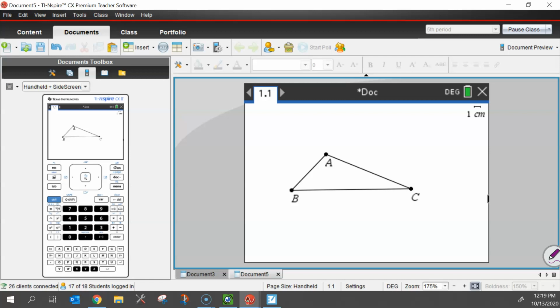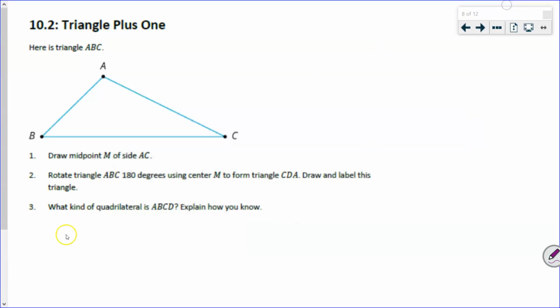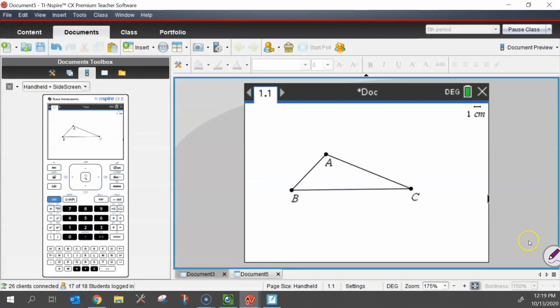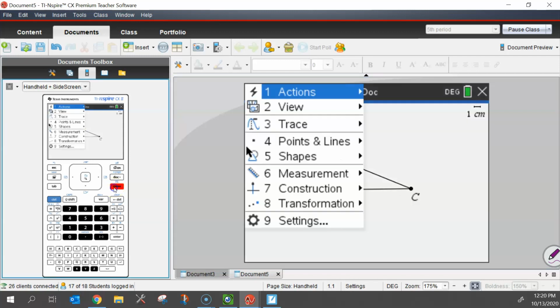Okay, I see that almost everybody is ready to go. Here's the next thing that we're going to do. When we return to our packet and read, it says draw midpoint M of side AC. Again, watch to see what I do first, and then you guys can do it on your calculator. We're going to use the calculator to find the midpoint. And so what I'm going to do, again, I'm showing first, you guys are watching first.